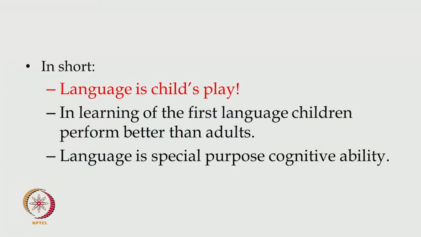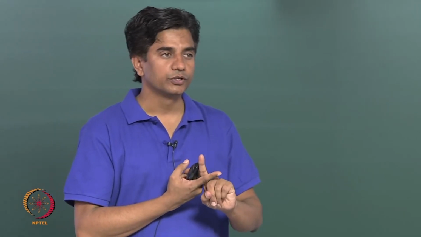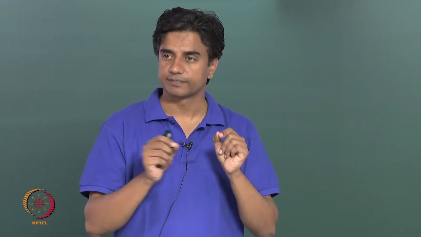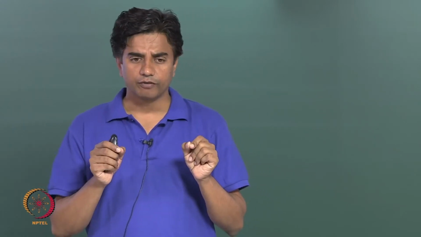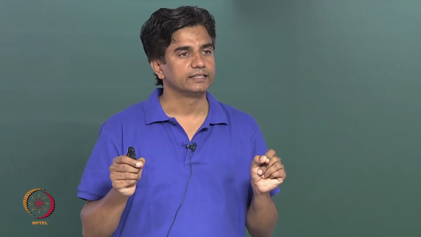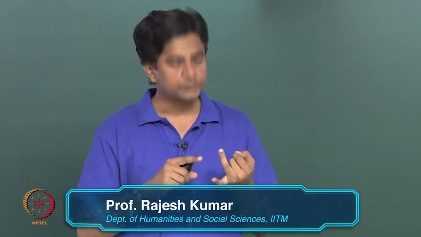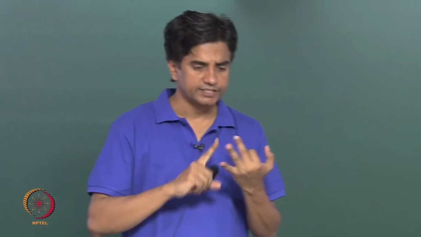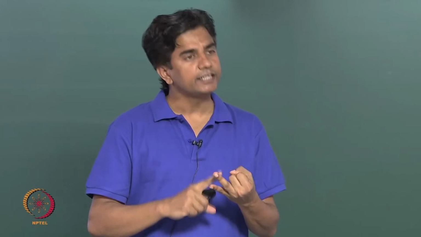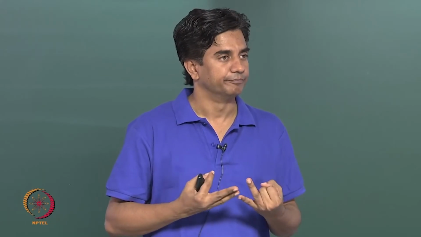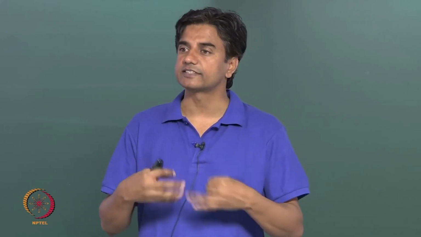And the last one, language is a special purpose cognitive ability, is also related to the first one, and to what we started with, language as a sophisticated product of the human mind. For example, when you look at other things, like swimming or riding a bicycle, there is a role of practice in these things. The more you practice, the better swimmer you become, right? The more you practice, the better cyclist you become.